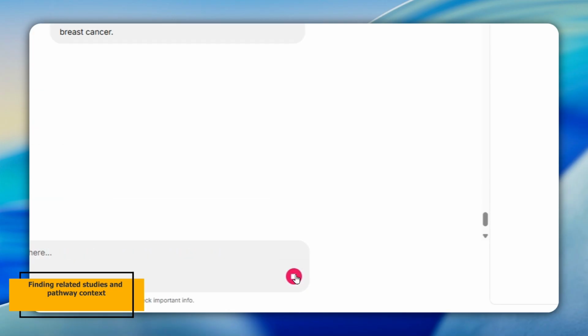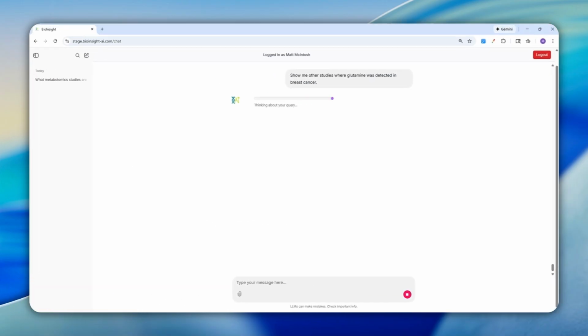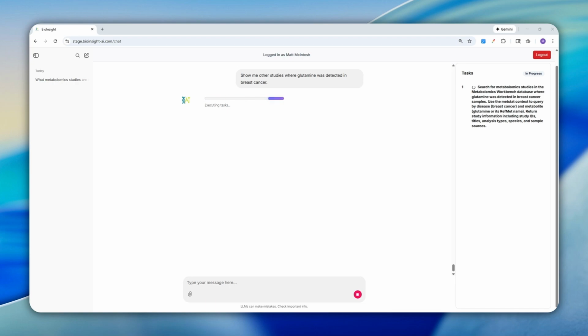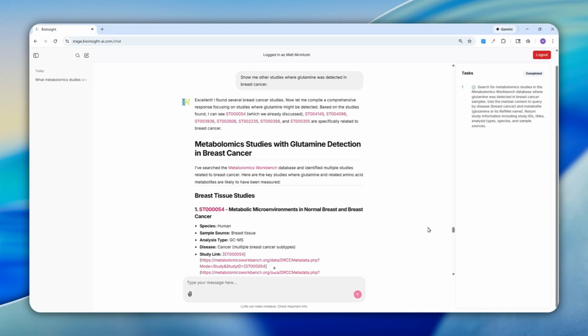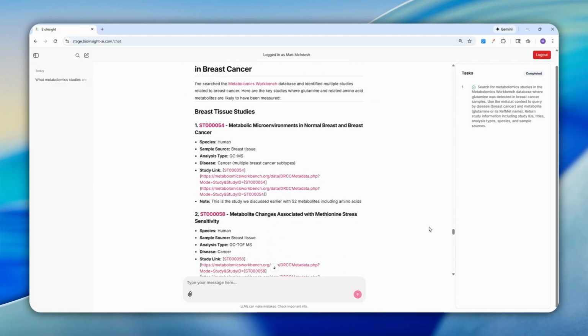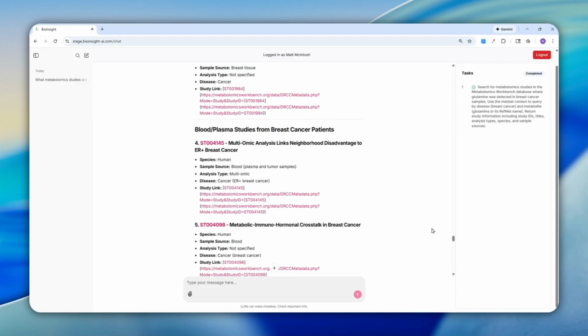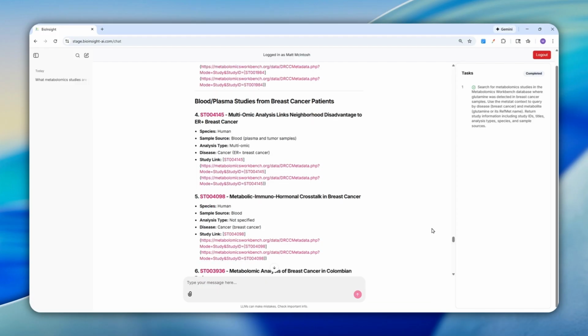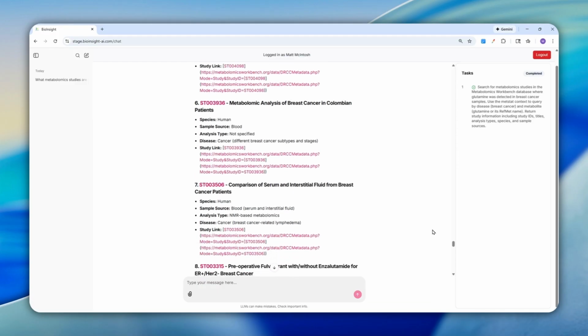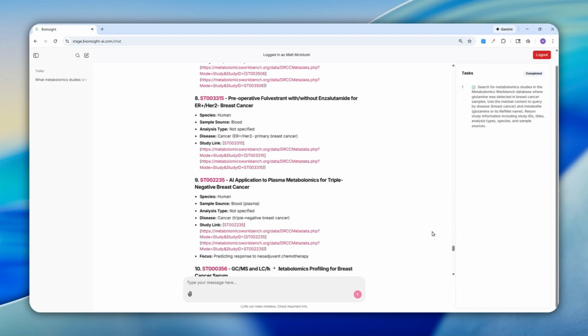Next, I want to extend the search and see what other datasets support the glutamine story. So I ask, show me other studies where glutamine was detected in breast cancer. This helps identify whether observations are dataset-specific or reproducible across multiple studies.